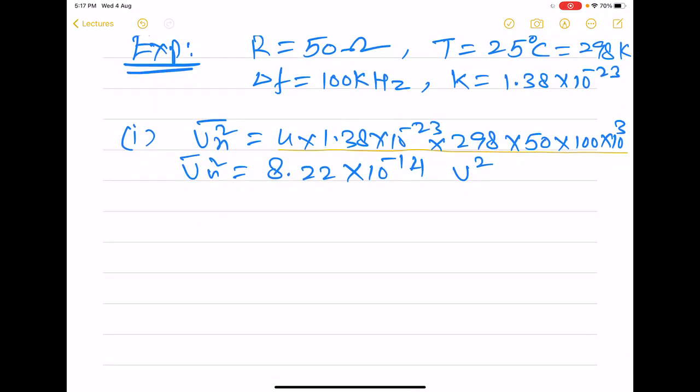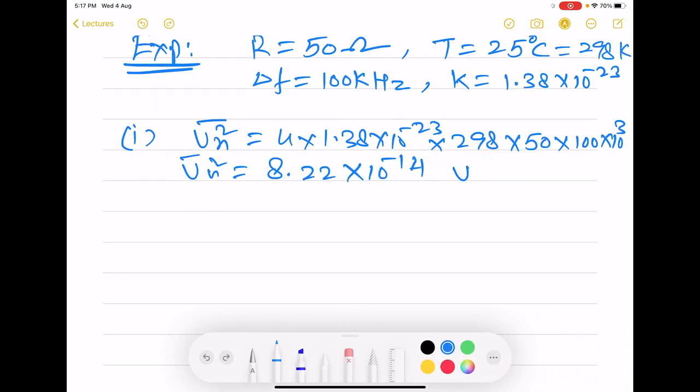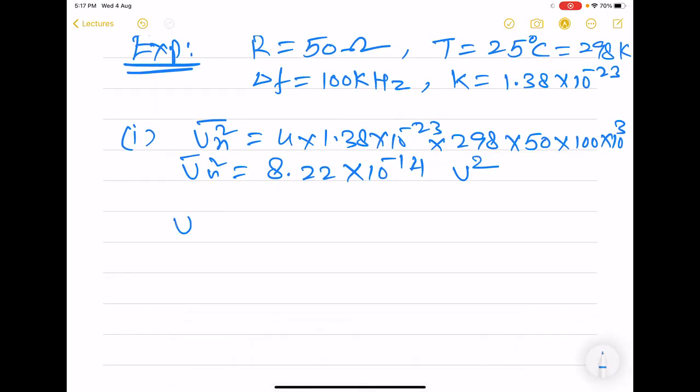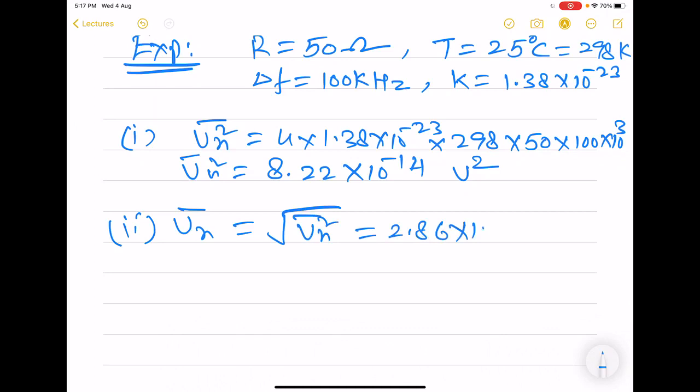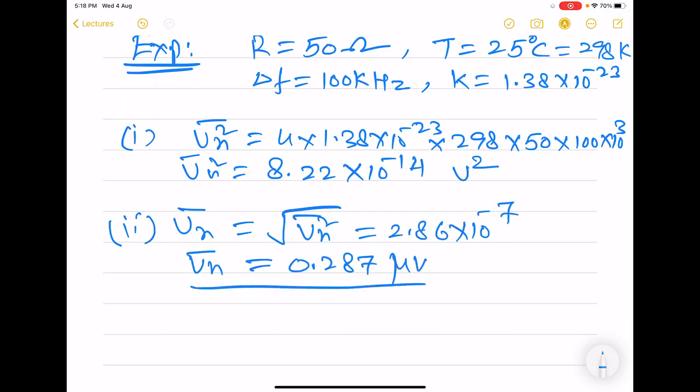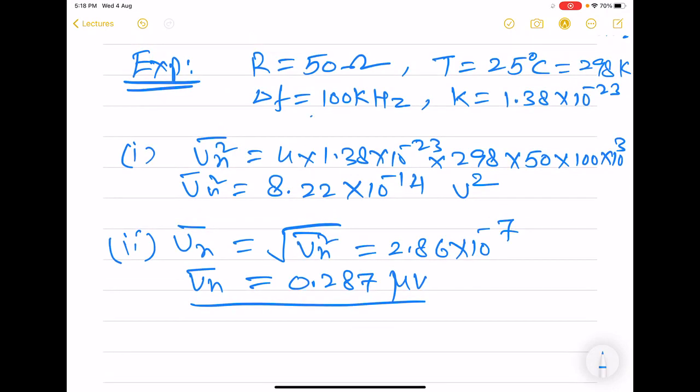Now we can ask what will be the RMS value. The RMS value is the square root of this mean square value, and this will be equal to 2.86 into 10 raised to the power minus 7. That means this is 0.287 microvolt. So this is going to be the RMS noise voltage for this resistor. As was pointed out, it will typically be of the order of a microvolt. And here you can see that we have taken a bandwidth of 100 kilohertz, so if you increase it, this noise is also going to increase. And of course, with temperature also, this will increase.